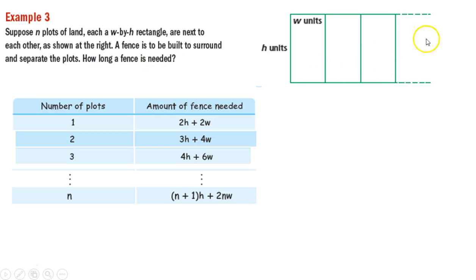It's not necessarily the perimeter of this thing, because we have these separated plots there. So this right here, the quantity n plus 1 times h, plus 2 times n times W, will be how much fence is needed for these n plots of land.